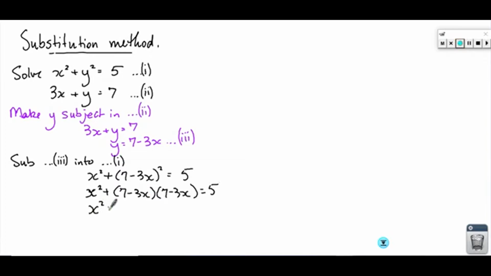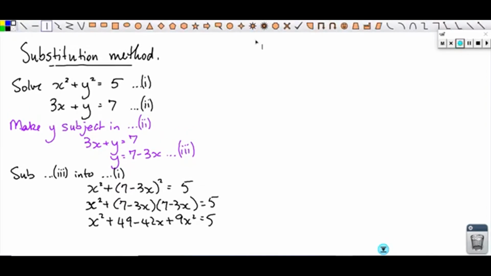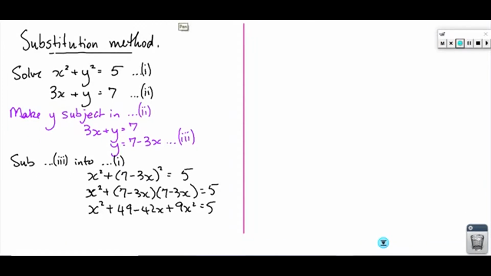So I have x squared plus 7 sevens are 49, minus 21 is minus 42x, plus 9x squared is equal to 5. Now we have formed a quadratic equation. I'm going to continue on this side of the page.